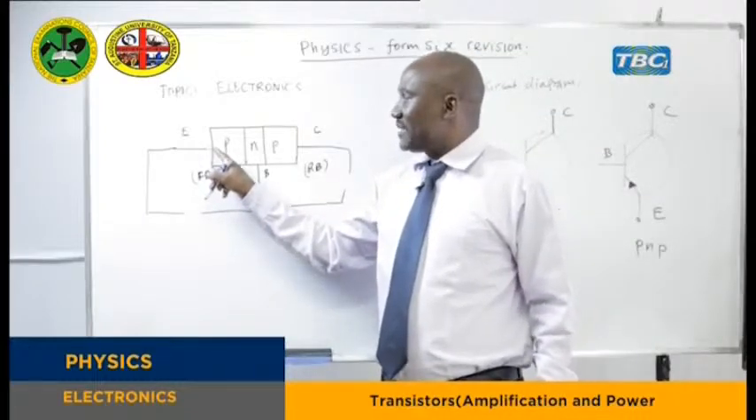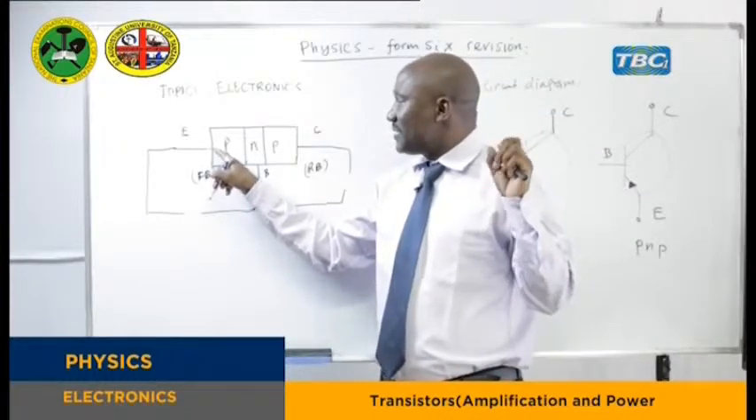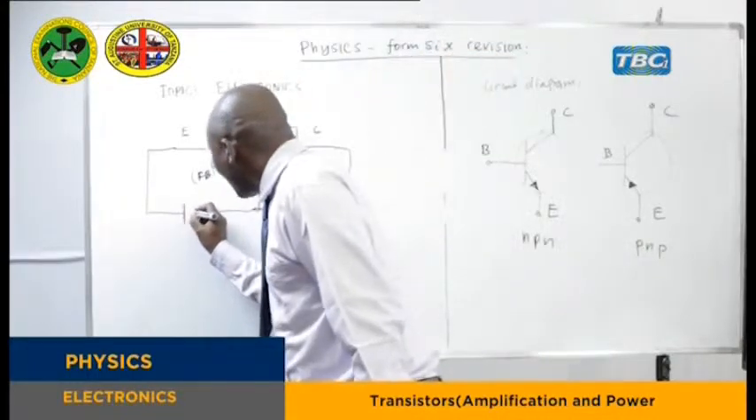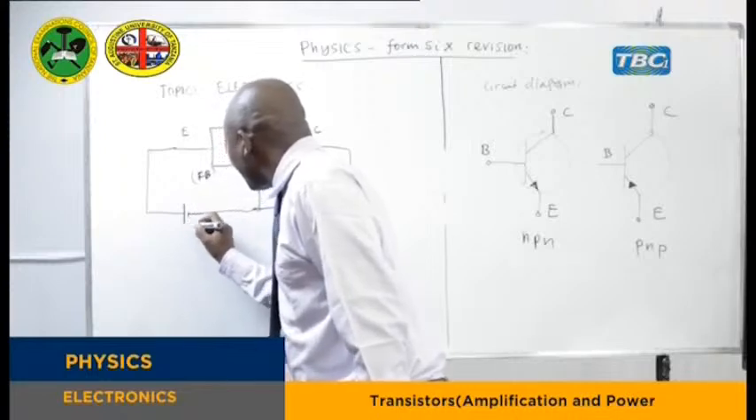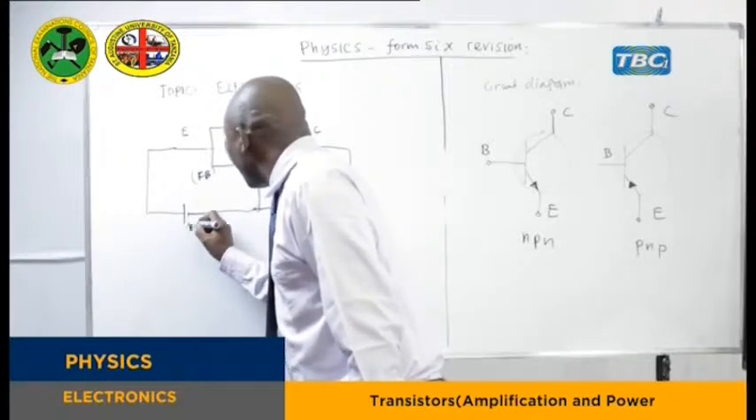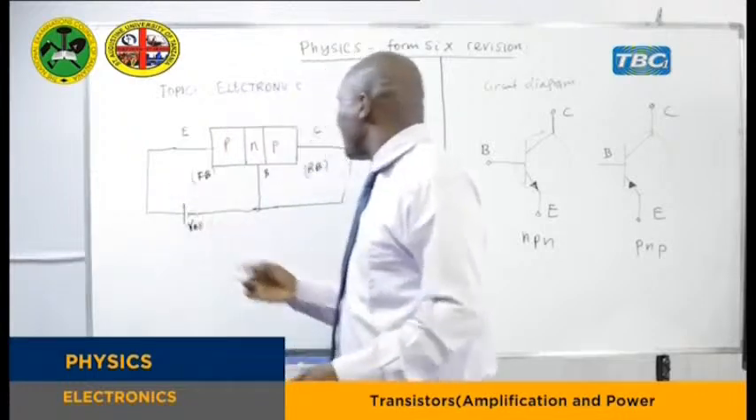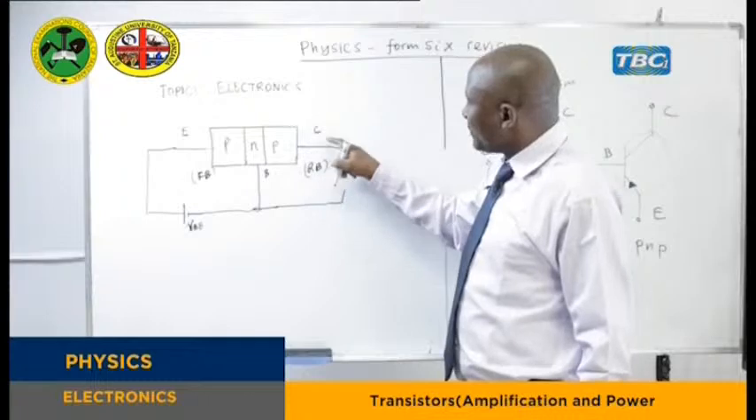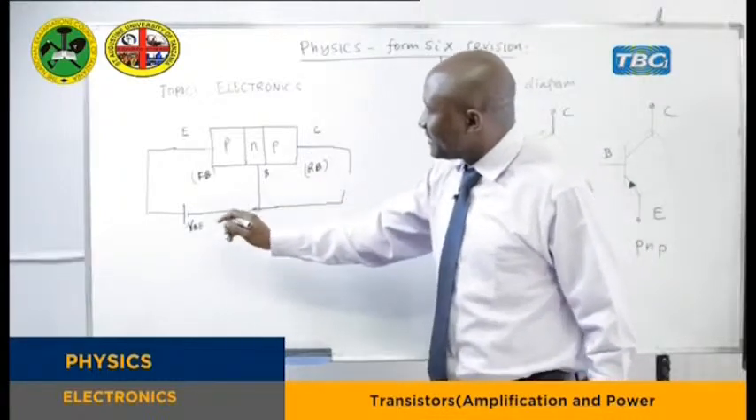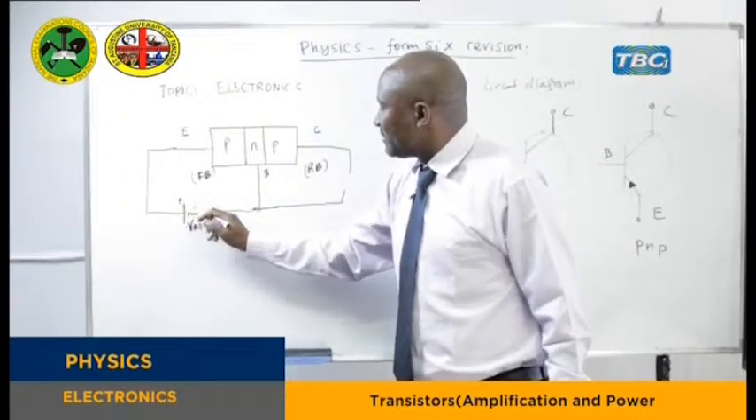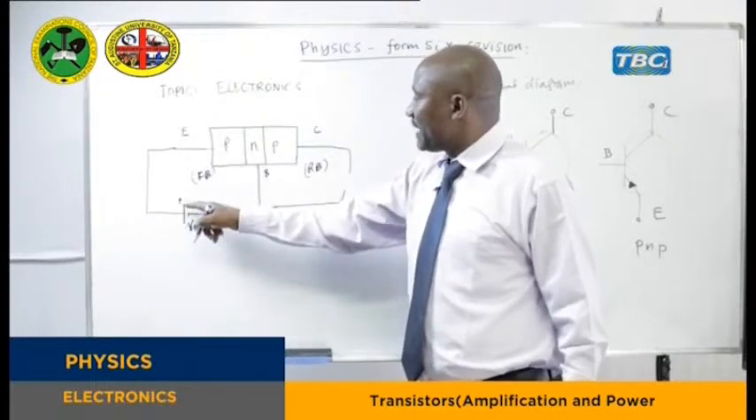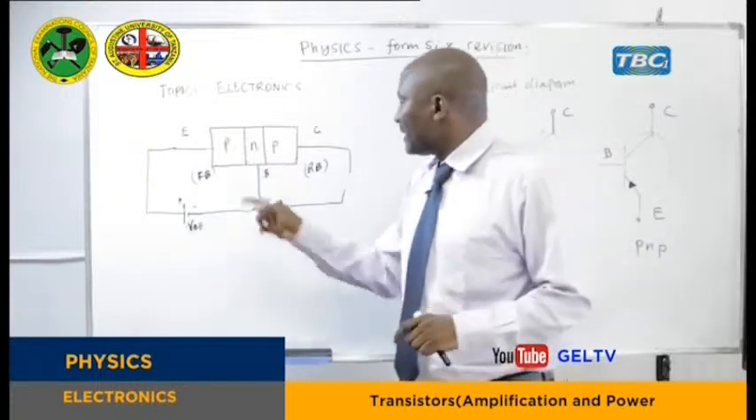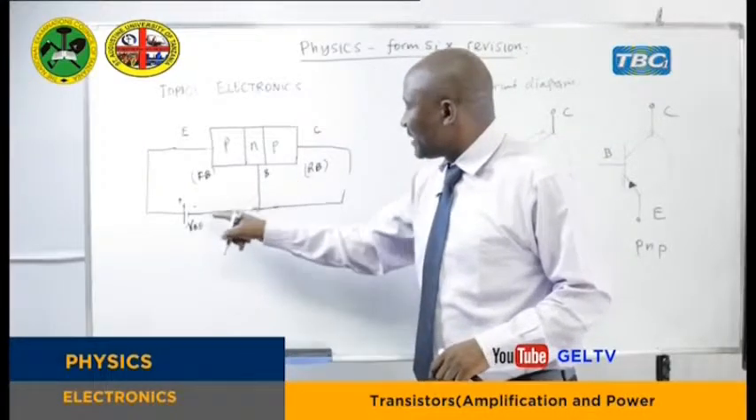The P, which is the P semiconductor, must be connected to the positive terminal of the power supply. Here we have the source of the power supply, given as VBE. And then we have this voltage here, which must be connected to this one. So you can see this is positive, this is negative. So the positive terminal of the power supply is connected to the P, P means positive, and the other terminal to the negative.